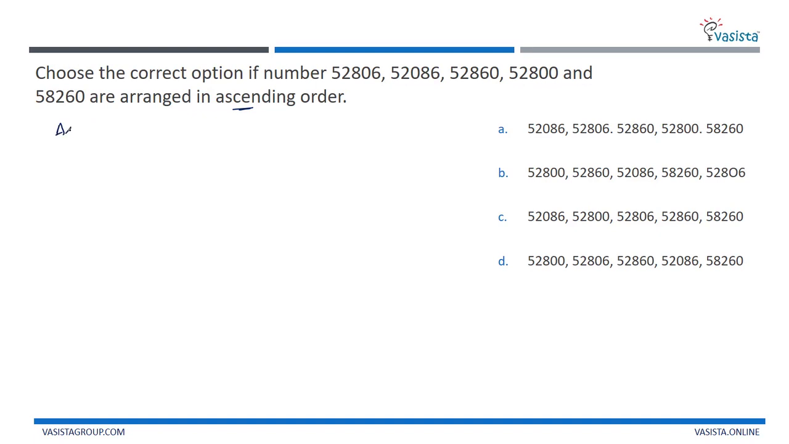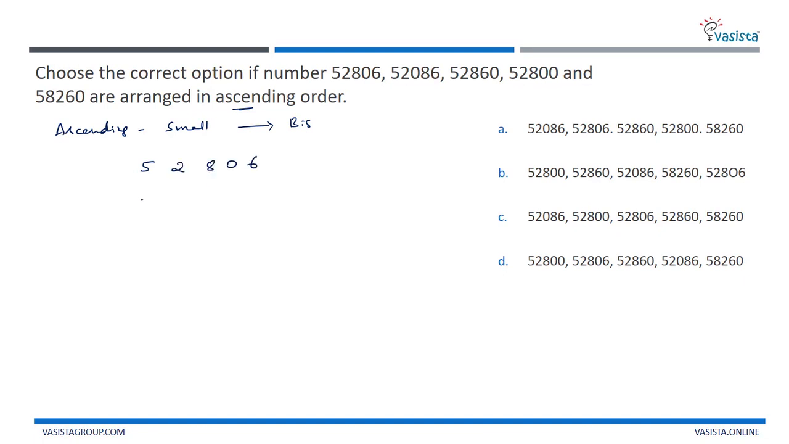Ascending order means what? It means you start from the small number and go to the big number. Descending means big number to small number. Now here we are supposed to list out the numbers. Let me write them down here.